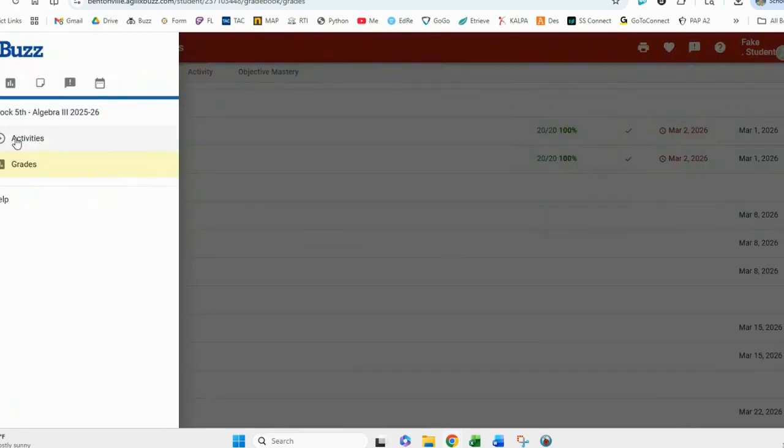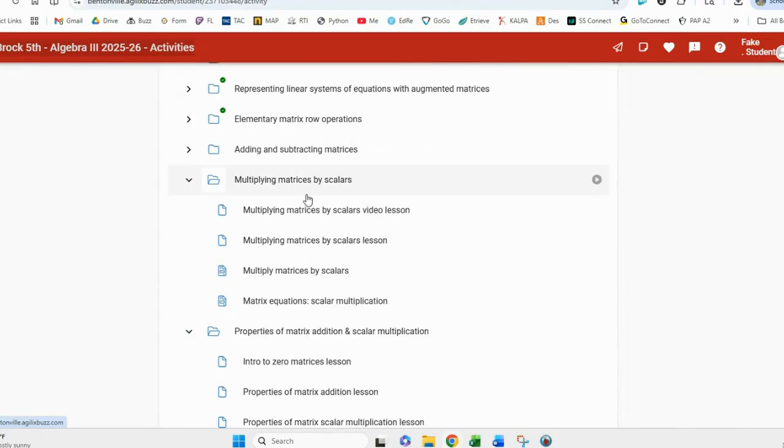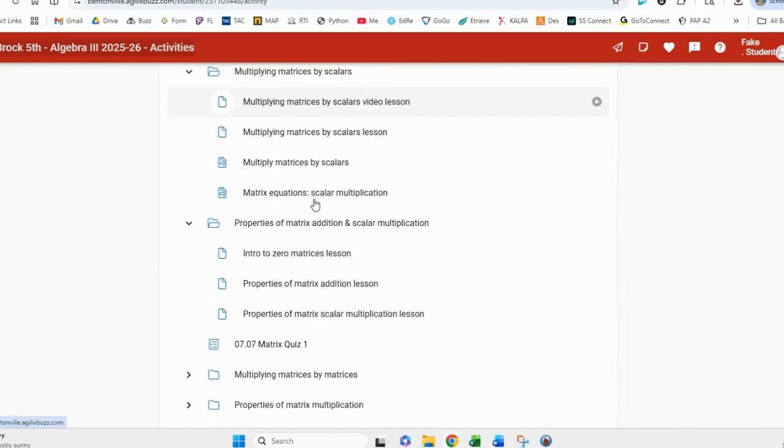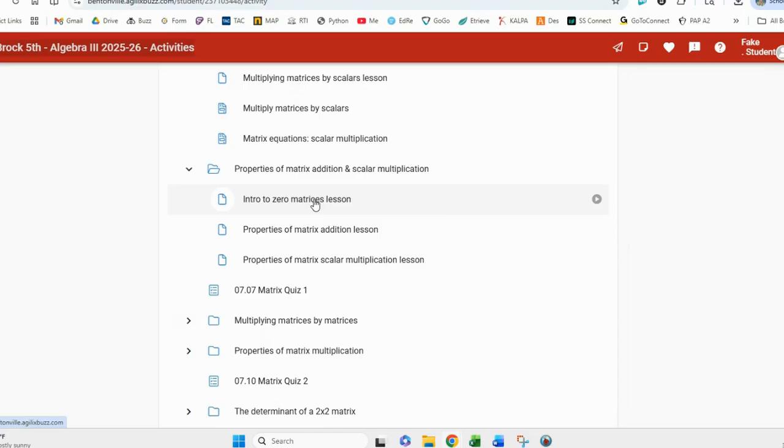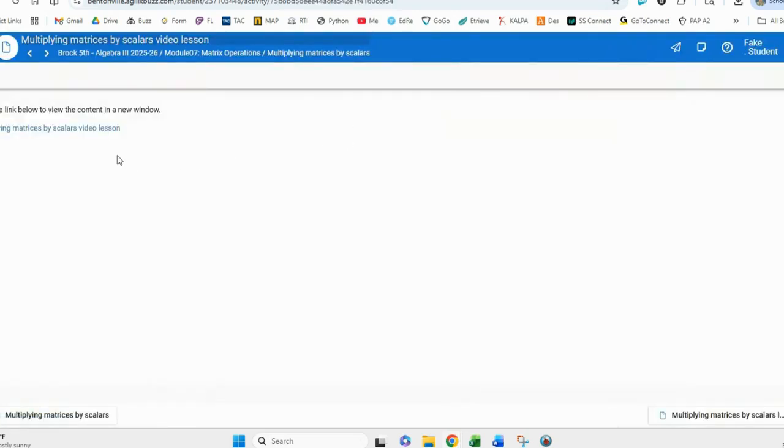So let's go back and take a look at what that looks like. So scalars, there we go. Oh, wait. Quiz 1. Oh, we have another folder. So look, here's our two assignments. But before the quiz, there's some more lessons we need to go through about the properties just to make sure we understand that. So we've got 5 lessons, a video lesson, and then these 3 lessons, and then the quiz. So we'll go through this, starting with this video lesson right here, multiplying matrices by scalars.